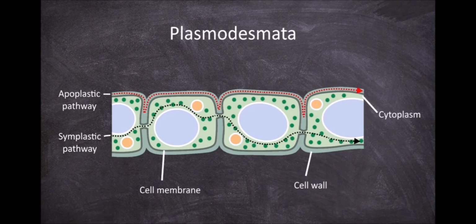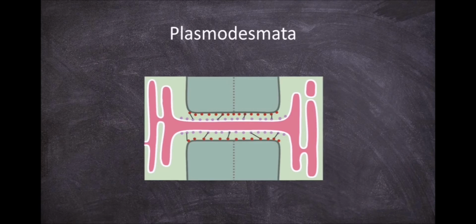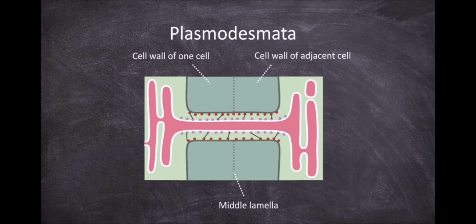A single plasmodesma consists of a tubular gap in the cell wall of two adjacent cells. The two adjacent cells are separated around the plasmodesmata by their respective cell walls and a middle lamella. In the center of this tubular gap is a tubule of endoplasmic reticulum, joining the endoplasmic reticulum of the two adjacent cells, called the desmotubule.